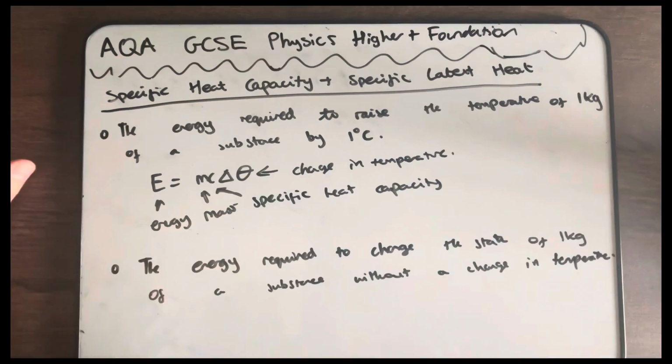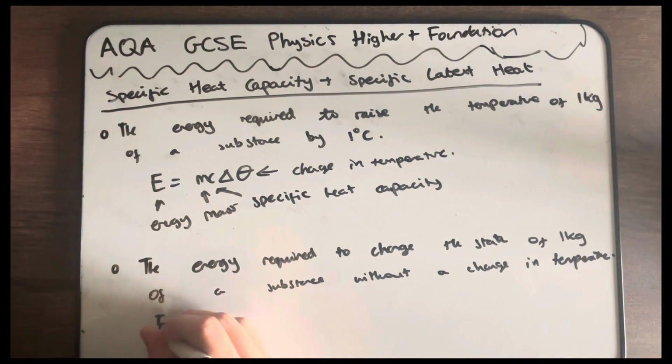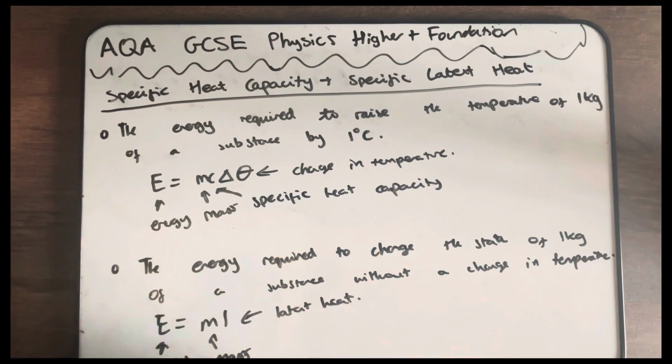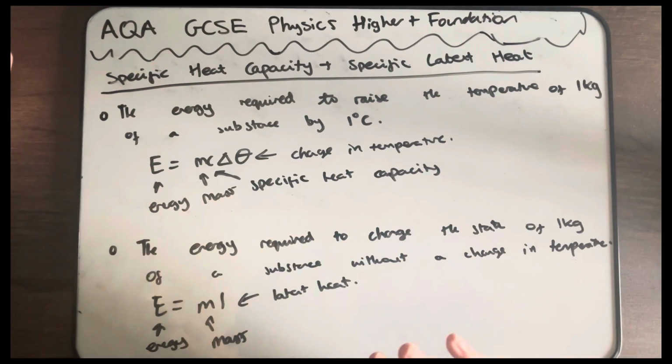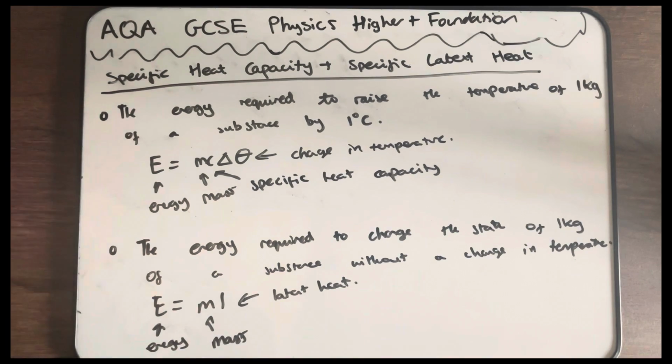The specific latent heat of a substance is the energy required to change the state of 1 kilogram of a substance without a change in temperature, and this is shown by the formula E equals ml, where E is the energy, m is mass again, and L is latent heat. Again, this needs to be known by foundation and higher students. However, foundation won't be asked too many questions using this formula.